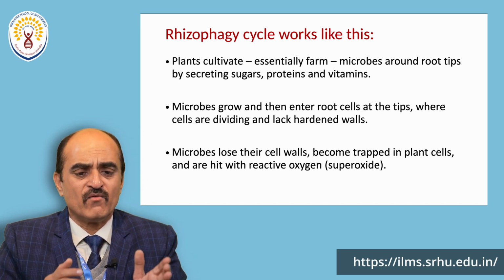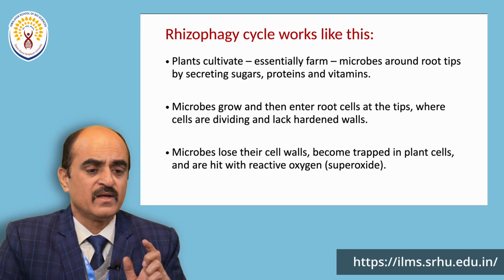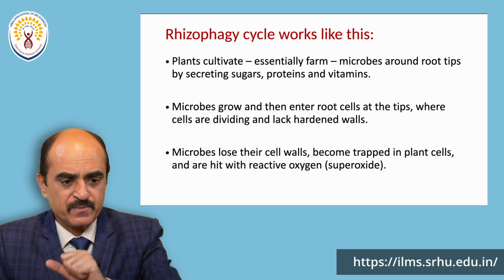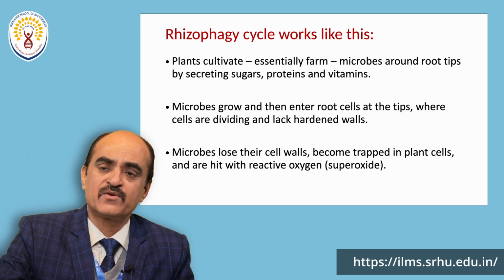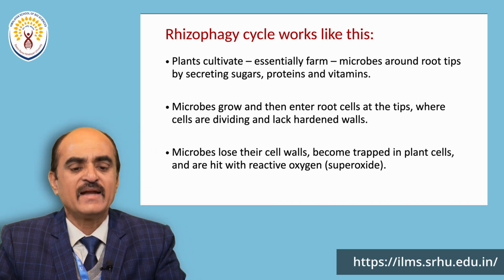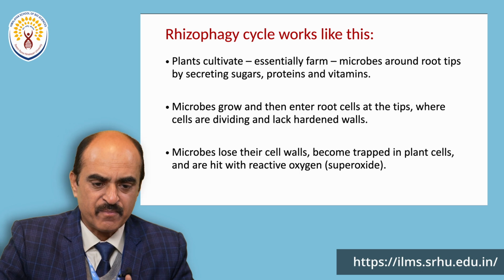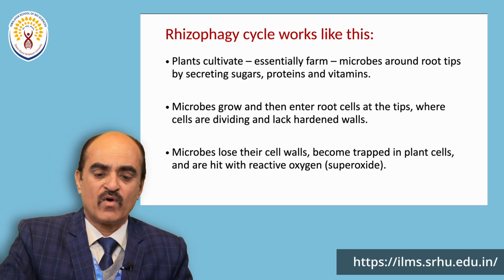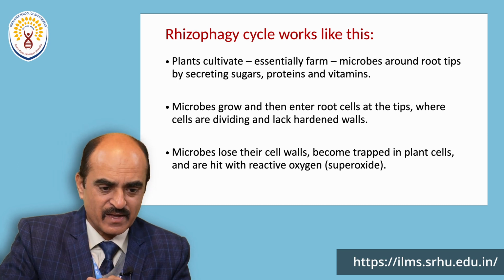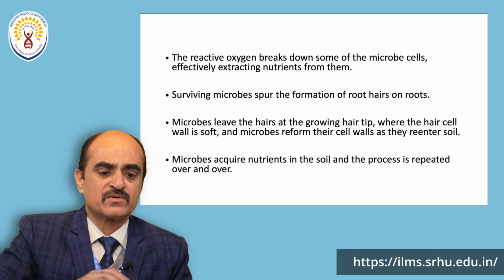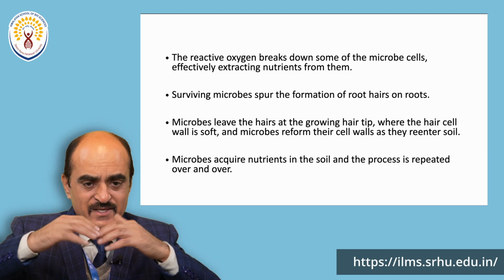Now the rhizophagy cycle works like this, a very interesting cycle. Plants cultivate, essentially farm, microbes around the root tips by secreting root exudates or photosynthates. The microbes grow and then enter the root tips where the cells are dividing and have no hardened walls. The microbes lose their cell walls, become trapped in the plant cells, and are hit with reactive oxygen, that is superoxide. The reactive oxygen breaks some of the microbial cells.